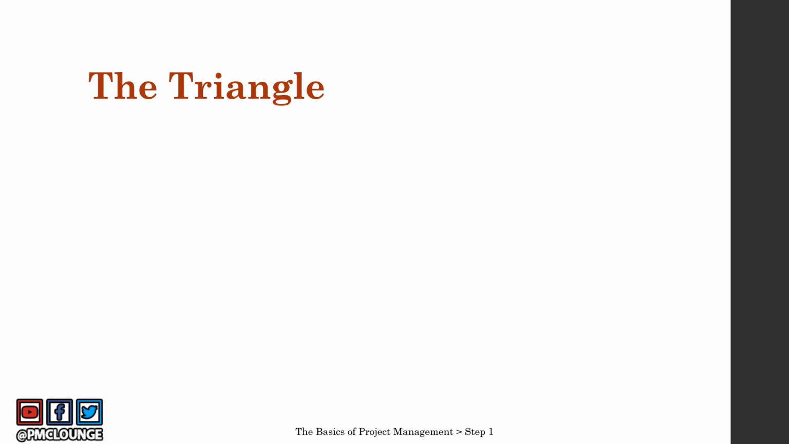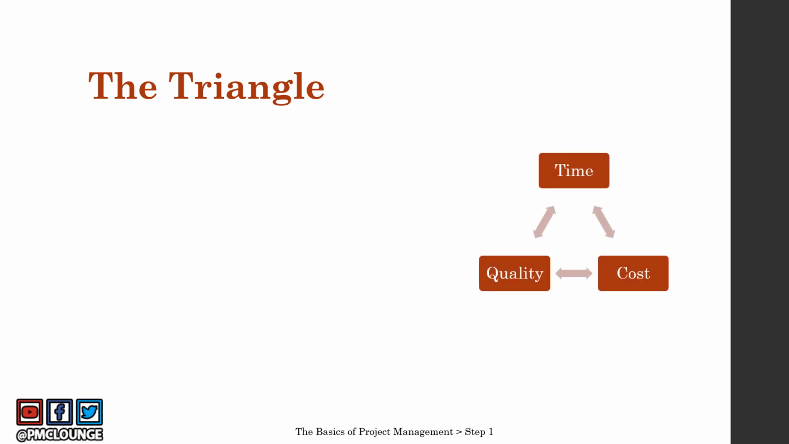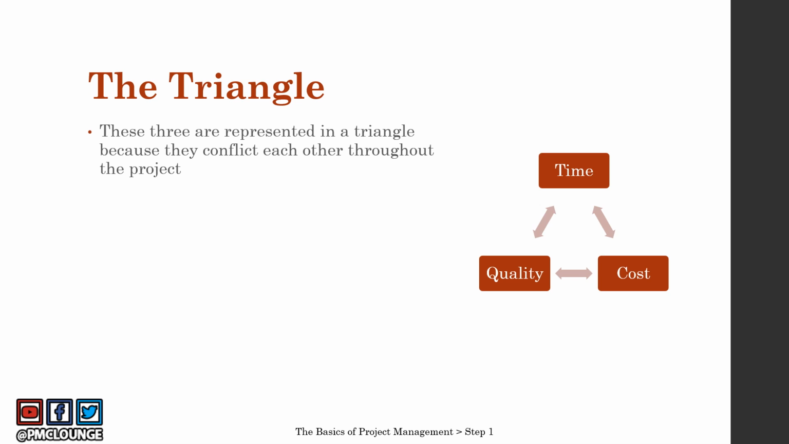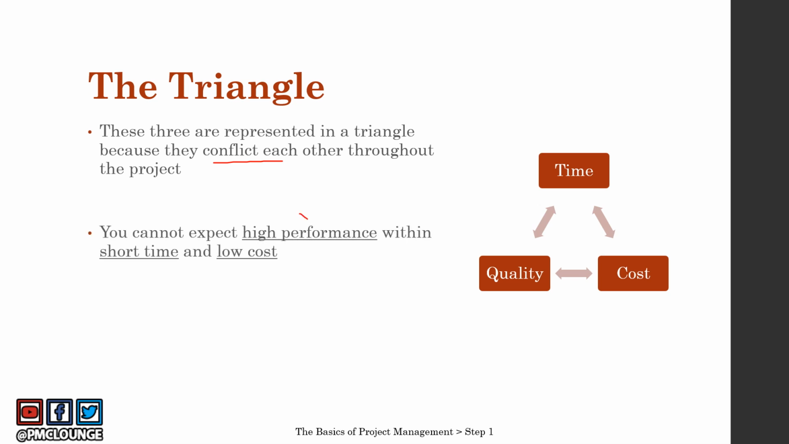Let's talk about the triangle. Some people call it the iron triangle as well. These three, time, quality, cost, are represented in a triangle because they conflict with each other throughout the project. And what do we mean by conflict? You cannot really expect high performance within short time and low cost. So this is the time, cost, quality triangle. If you're looking for high performance, that means a very high quality, right? Very high specification. If you're looking for that, you cannot achieve that in a short duration and in low cost, in cheap, right?